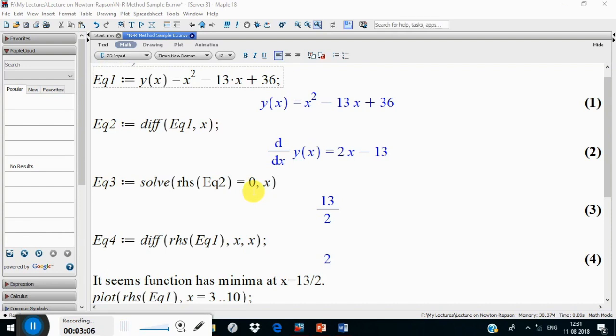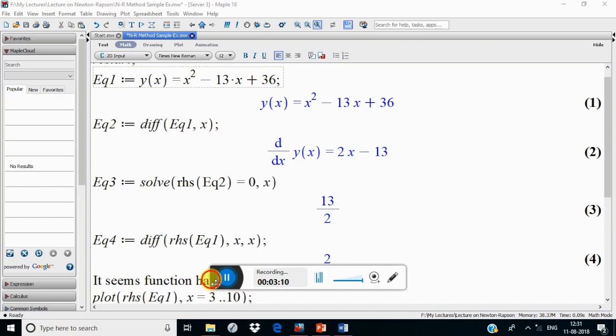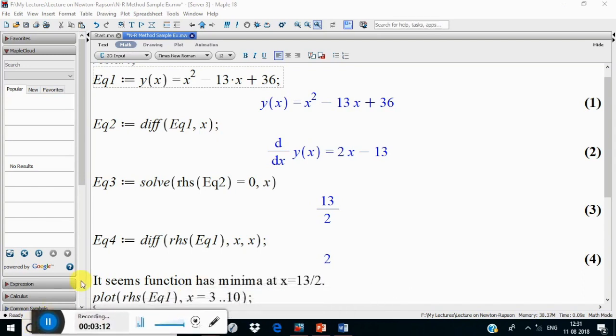Sorry, I messed up. First order derivative equal to 0 gives you the condition whether it has maxima or minima. So 13 by 2, that is 6.5, is the point where it can have minima or maxima. Let us check out whether it is minima or maxima.